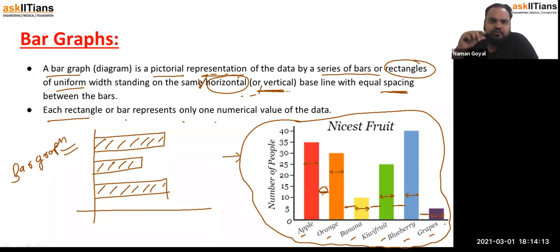We have the data. So there are 35 people who like apple to eat. There are 30 people who like orange. There are 10 pupils who like banana. There are 25 pupils who like kiwi fruit. There are 40 pupils who like blueberry, and there are 5 pupils who like grapes.